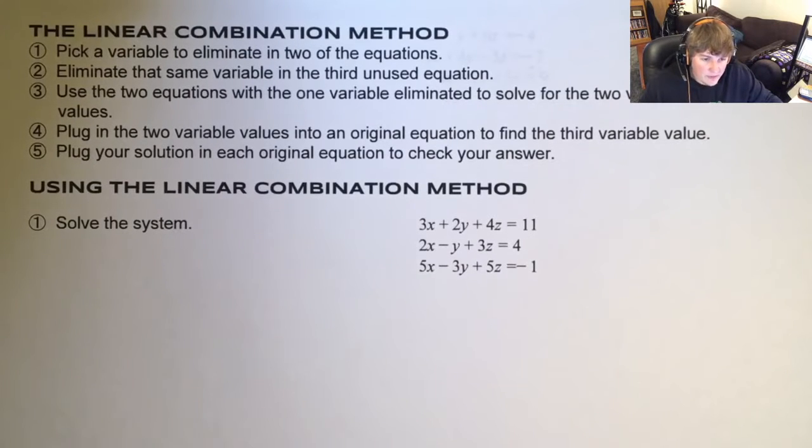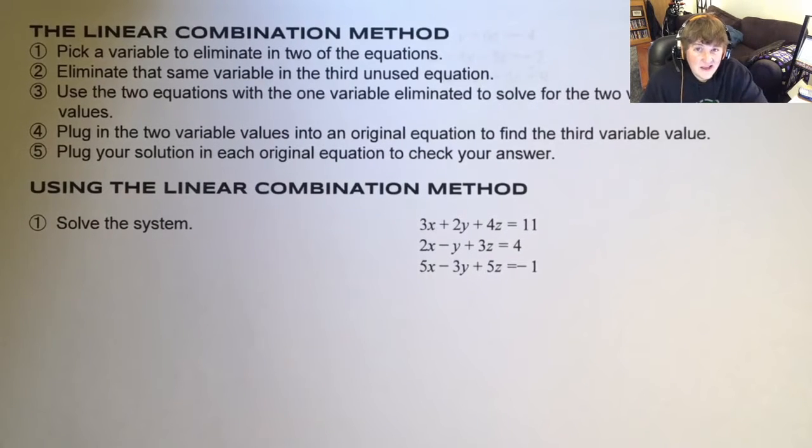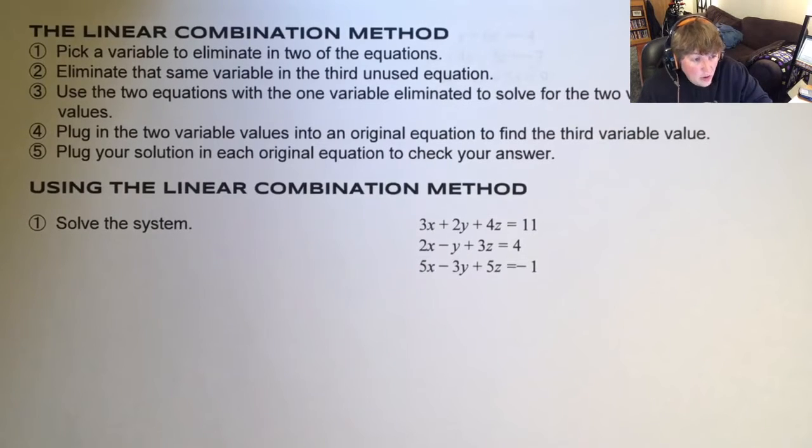The first is that you want to pick a variable to eliminate. Then you'll do that in 2 equations, and the second thing you want to do is eliminate the same variable using the third unused equation. Third, you have 2 brand new equations, and you're going to use those to solve for the 2 variables that remain, using the same methods as 1-1, 1-2, or 1-3. After that, you have 2 of your variables solved for, so you plug them in and find the third. And lastly, you simply check your work.